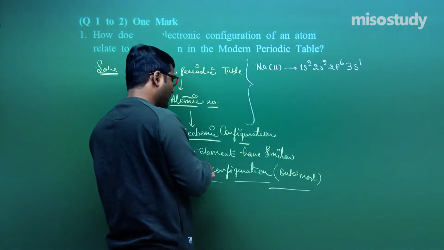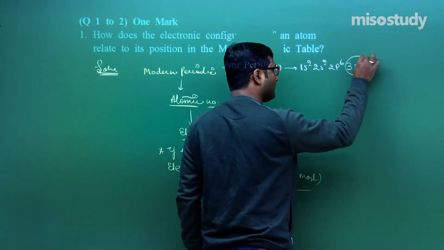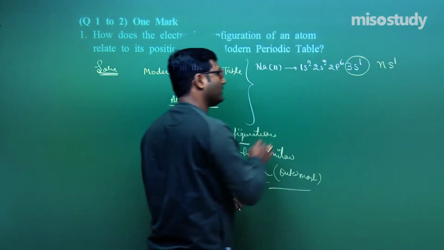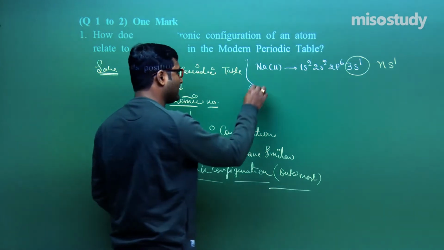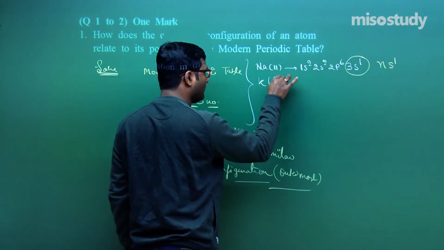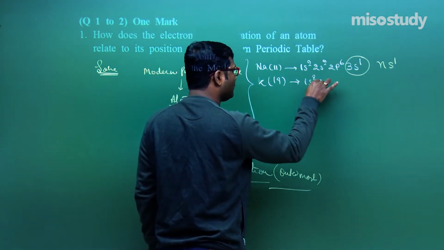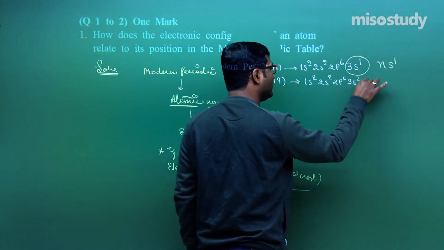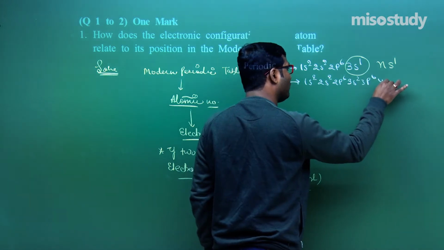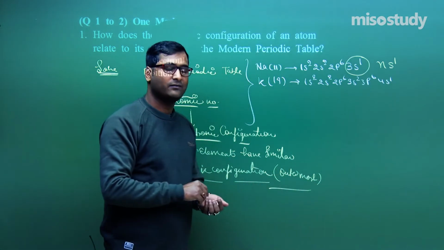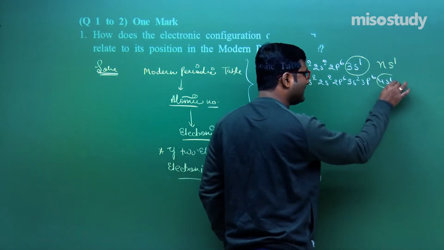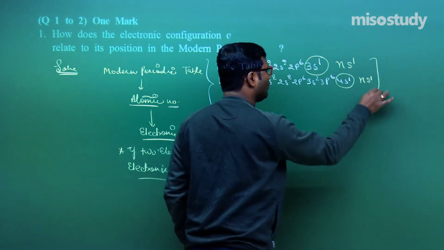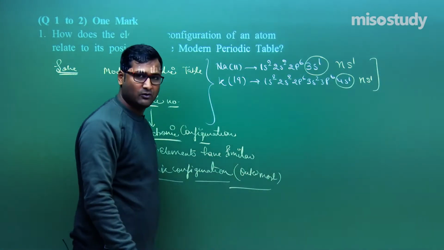Look at the outermost electronic configuration, it is ns1. Do you remember this? Yes sir. If I write the electronic configuration of potassium, 1s2, 2s2, 2p6, 3s2, 3p6 and 4s1. This is the electronic configuration of potassium. Look at that again, ns1. So sodium and potassium are grouped together.